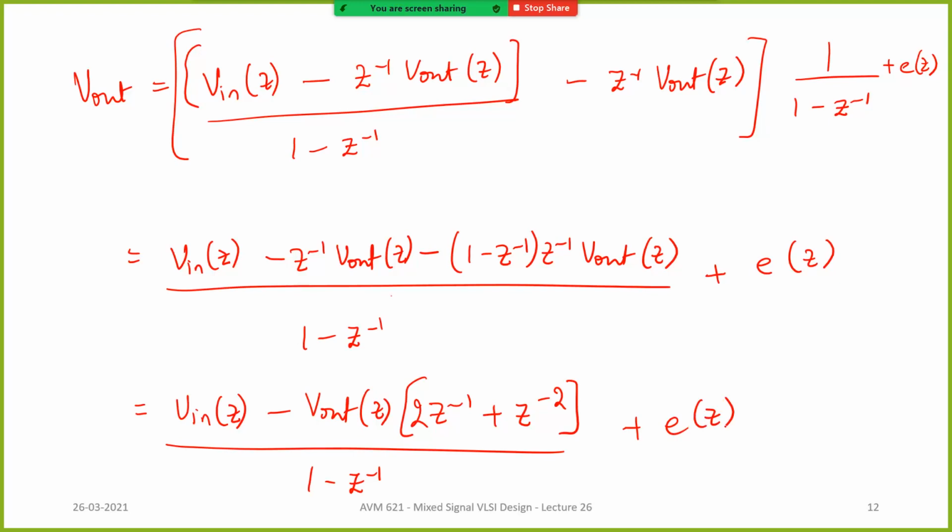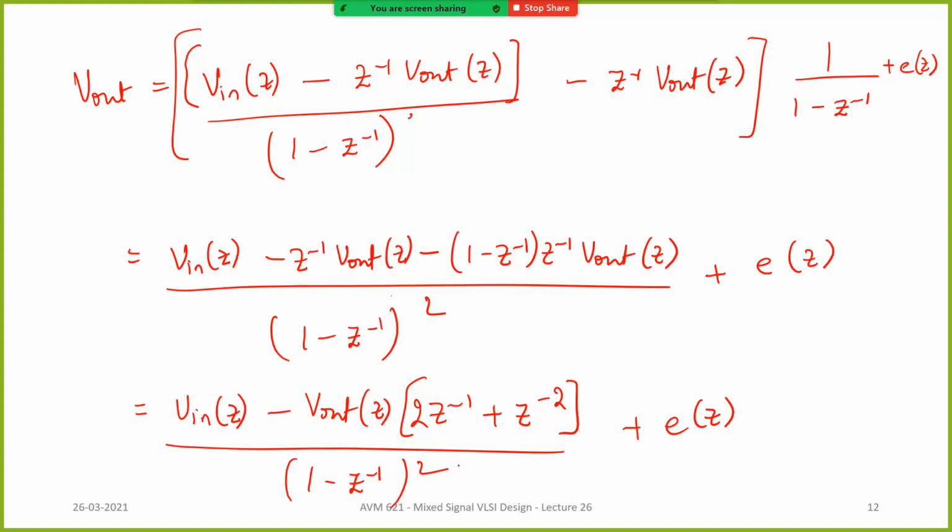Sir, in the denominator, it's 1 minus Z inverse, the whole squared. Yeah, sorry, this is fine, this is correct. No, not there, sir. Yeah, because it's multiplying inside, right? Yes, correct. Okay, thanks for pointing that out.